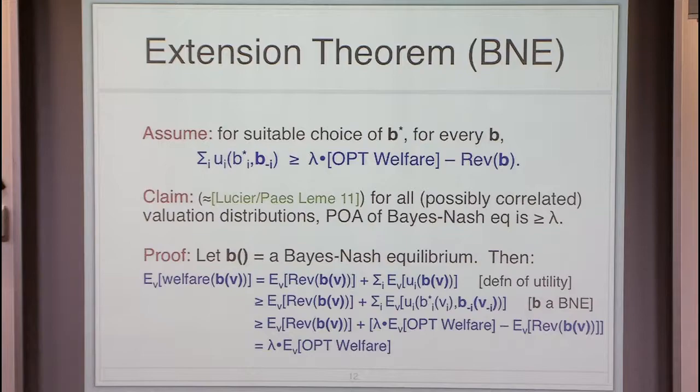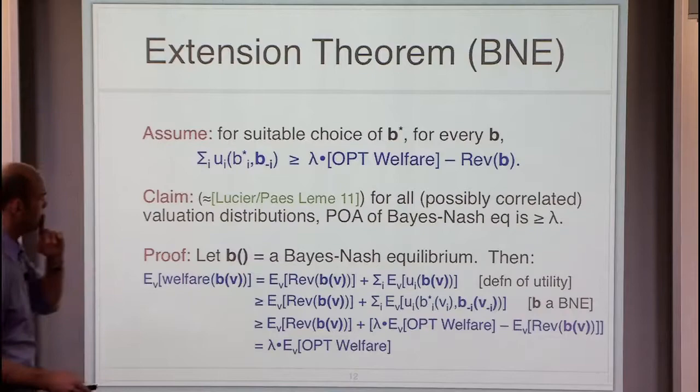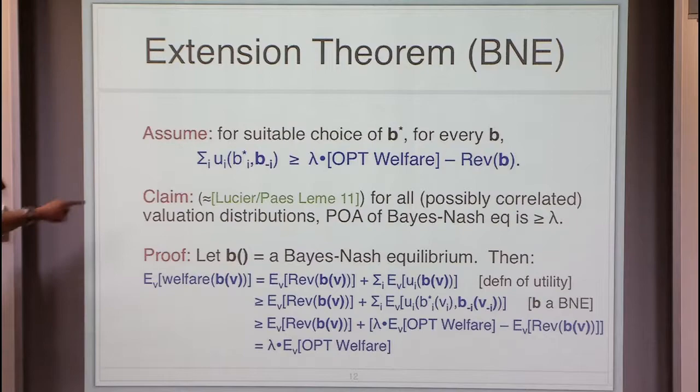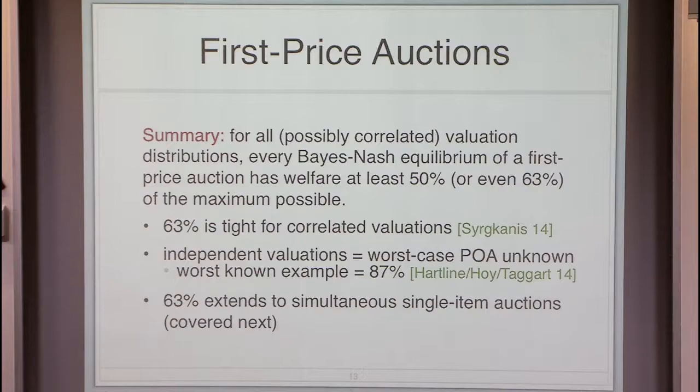Okay. So there's a subtle point which was asked about earlier, but I'll get back to that in a little bit. All right. But so that's your extension theorem. If you establish this inequality, you actually get a lambda for Bayes-Nash equilibria, even for correlated valuation distributions. All right. So I wanted to next move on to composition theorems. Are there any questions before I do that?